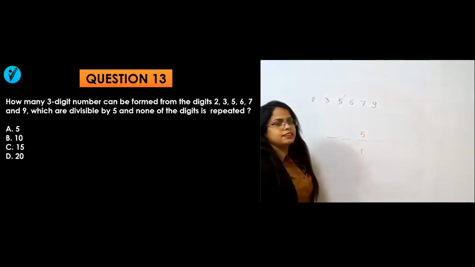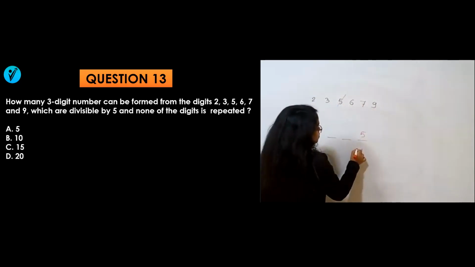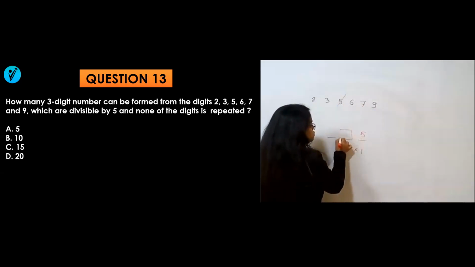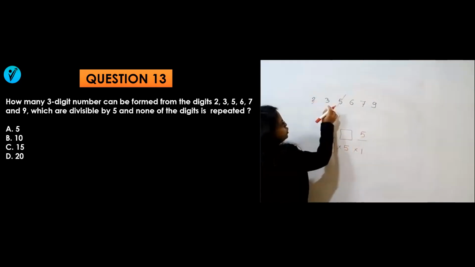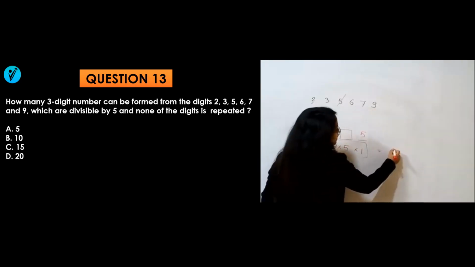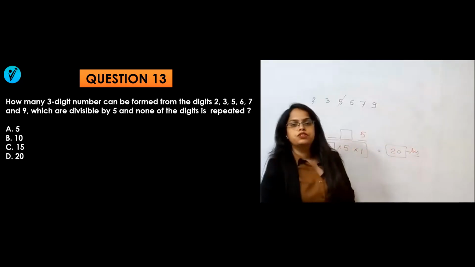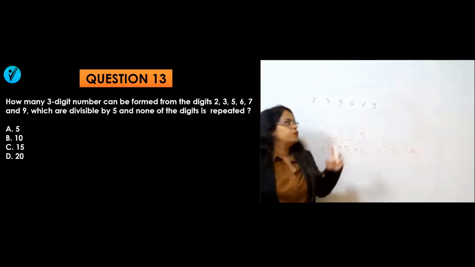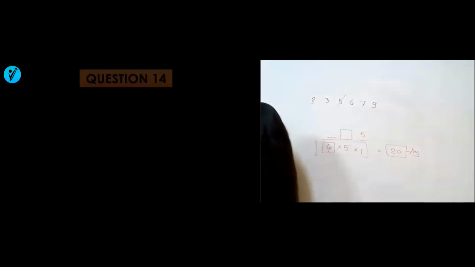Then for the second digit, how many options do I have? 1, 2, 3, 4, 5. इस digit के लिए मेरे पास 5 options होंगे. Then it should not be repeated. So for the remaining one, after 5, suppose if I take a 2, the remaining will be 4. 4 into 5 will be 20. That means I can form only 20 numbers which will be divisible by 5. That's it. Easier. Let's go for the next one now.